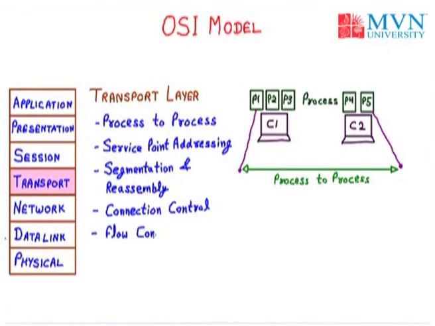The next one is the flow control. It also controls the flow of data being transferred. Next we have the error control. If any error occurs during the data transmission, then that error can be controlled with the help of the transport layer.